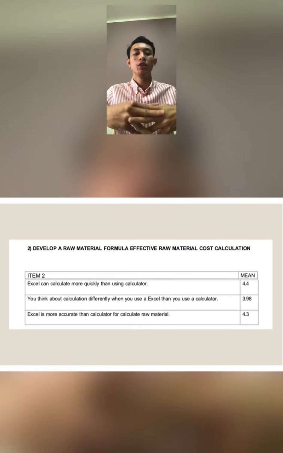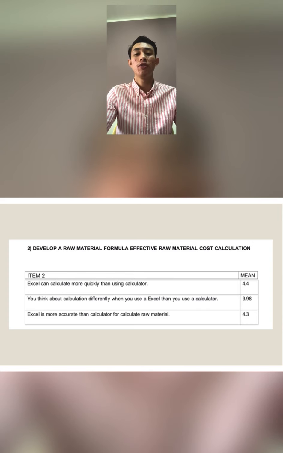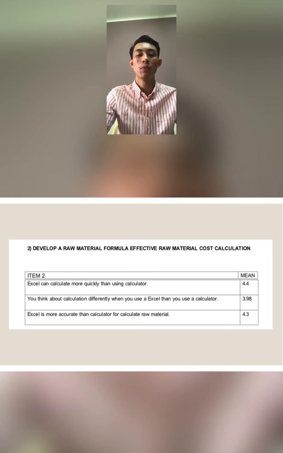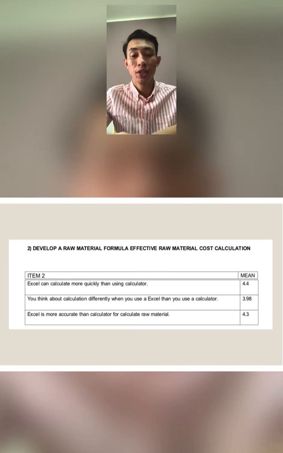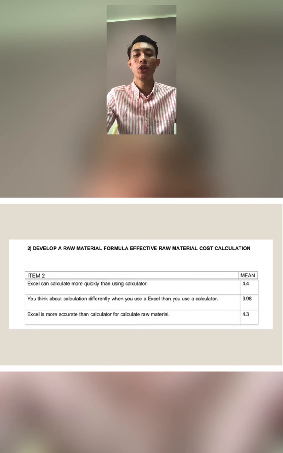Second graph is to develop a raw material formula for effective raw material cost calculation. Based on the second objective, the highest mean recorded a total of 4.4 for Excel can calculate more quickly than using a calculator because it's more accurate, while the lowest mean recorded a total of 3.98 for them to think about calculation differently when using a calculator. The high mean indicates that Excel can simplify the calculating because of its uniqueness. Overall, the formula in Excel is better than using a calculator.